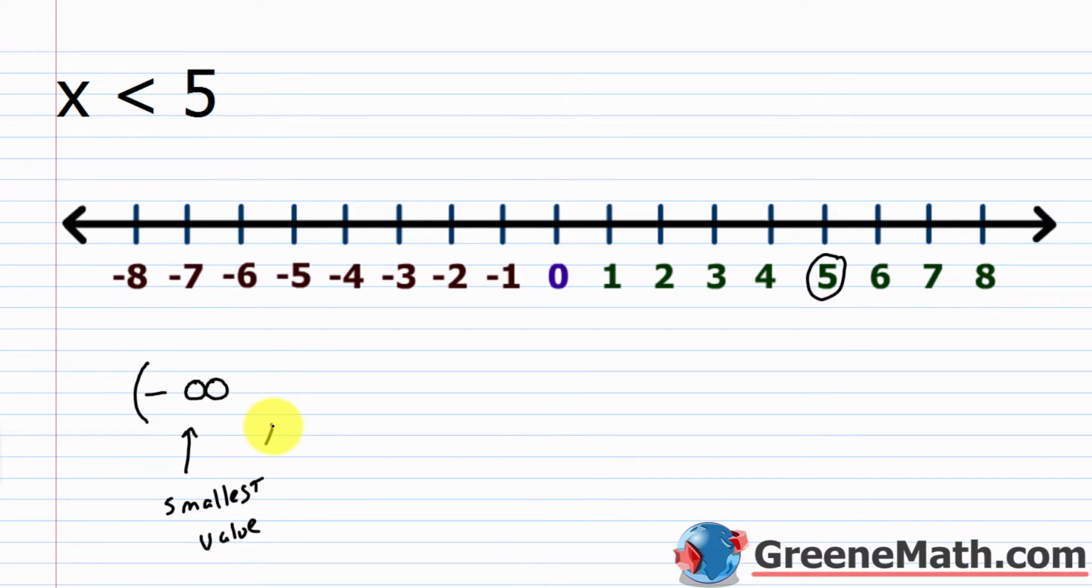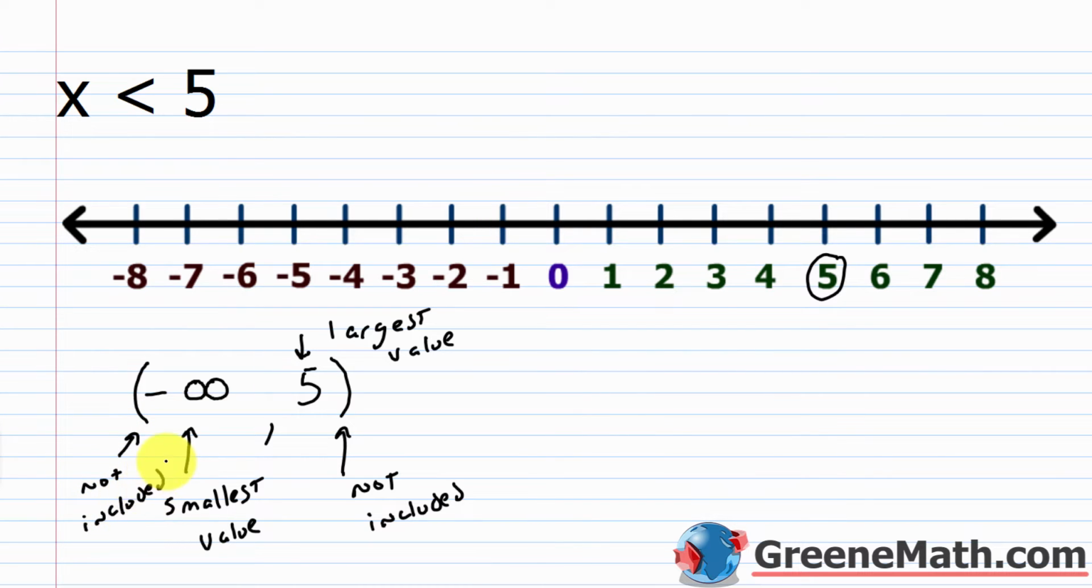Now, what's my largest value? I know that x can be anything up to, but not including 5. So if I look at the number line, I can get as close to 5 as I want, but I can never touch 5. So because I can't really list that as an actual number, I'm just going to use the number 5, and then I'm going to put a parenthesis next to it to again say that, hey, this is not included. So anything smaller than 5 works, but I can't actually use 5.